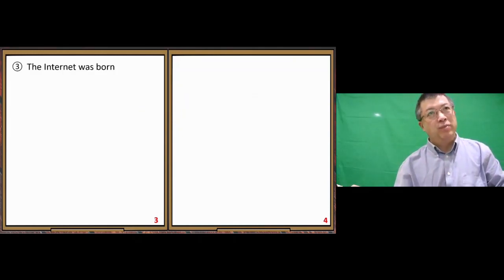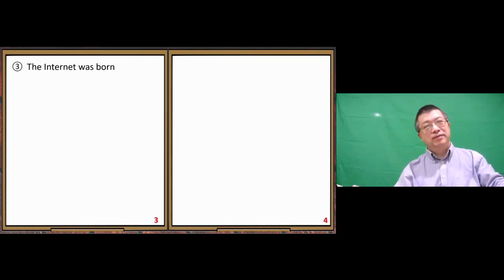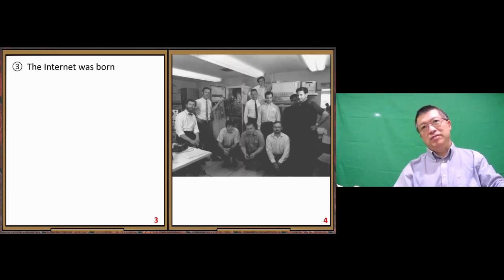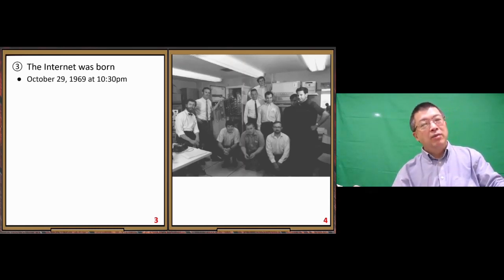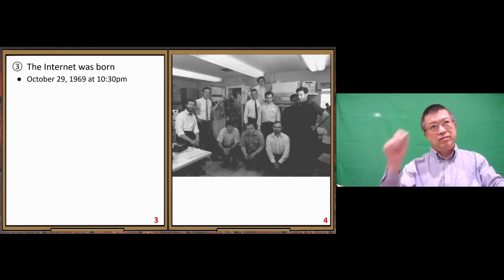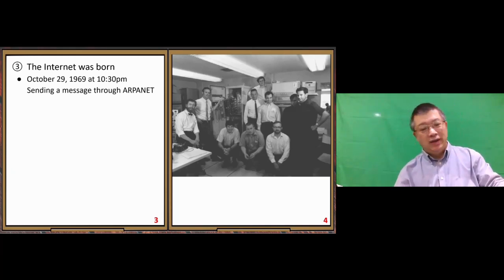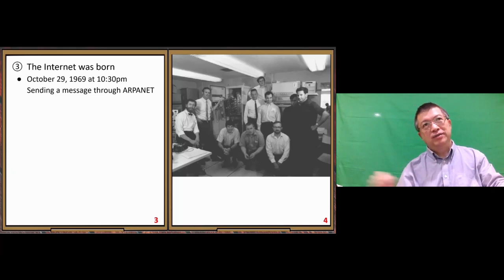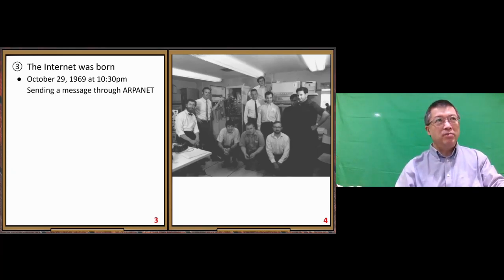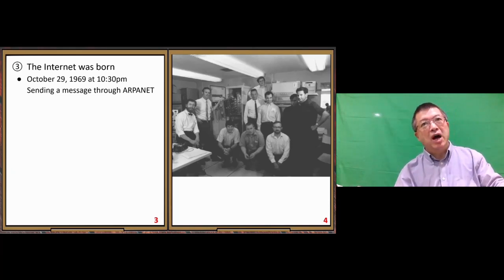First, the birthday of the internet. The exact time was recorded in some way. Look at this team. That's the team that created the internet. The birthday: October 29th, 1969, at 11:30 p.m., because it was written down in some log or diary. What was the key event that marked the birth of the internet? Sending a message through ARPANET.